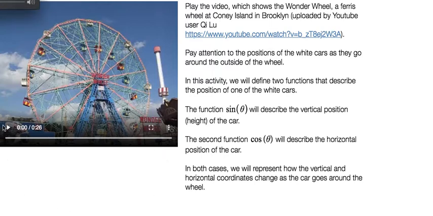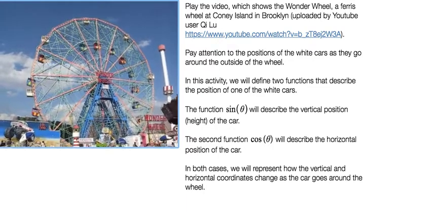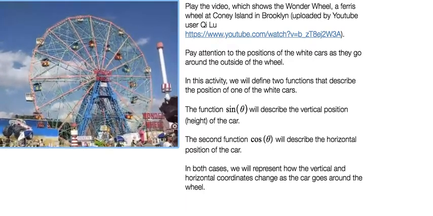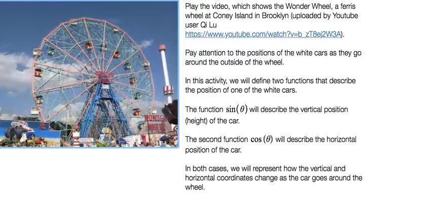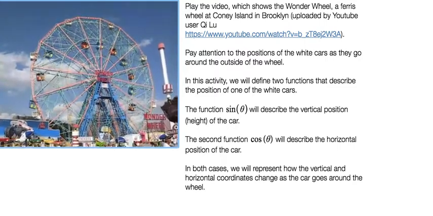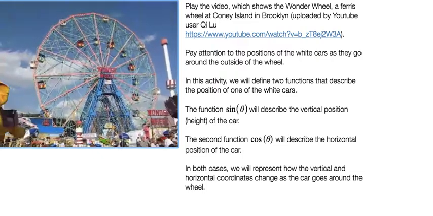Introduction to the sine and cosine. We're going to use a circus Ferris wheel to represent the sine and cosine graph. So if you look at one of the white cars, it goes up and down vertically. That's going to be the sine graph. And it also moves horizontally. That's going to be represented by the cosine graph.